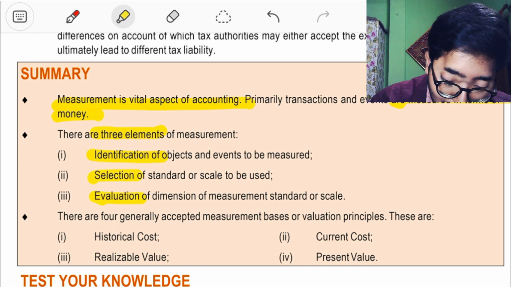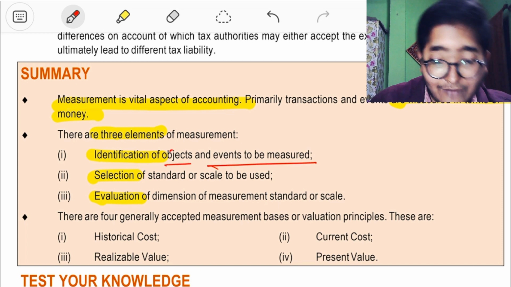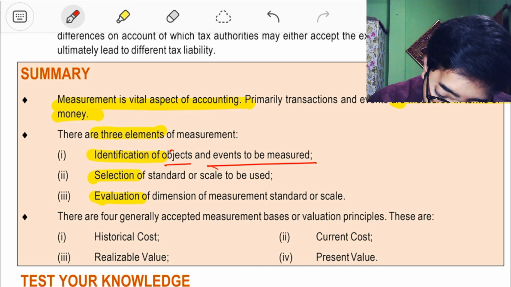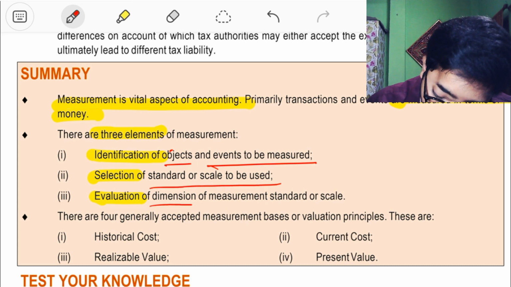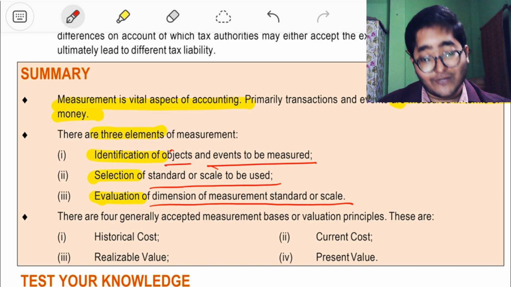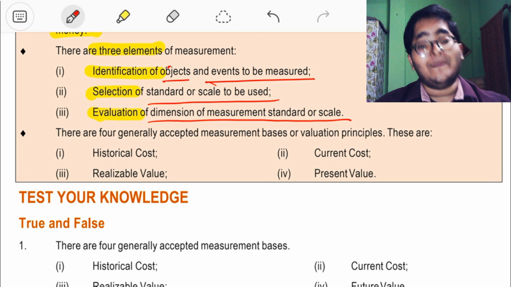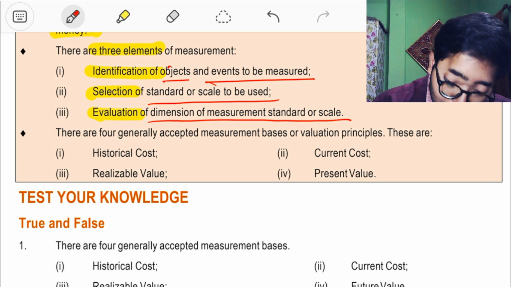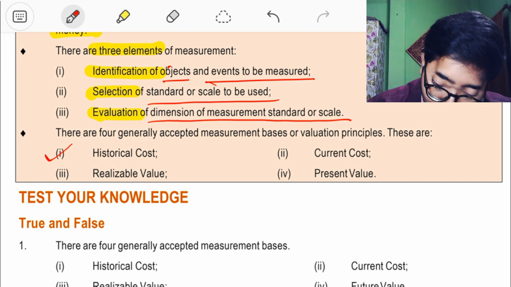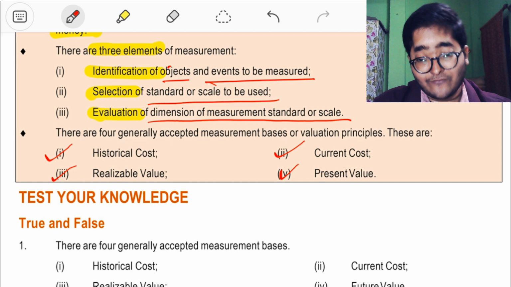Identification of what? Identification of objects and events to be measured, selection of standard or scale to be used, and evaluation of dimension of measurement, standard or scale. There are four generally accepted measurement bases or valuation principles. What are those? Historical cost, current cost, realizable value and present value.